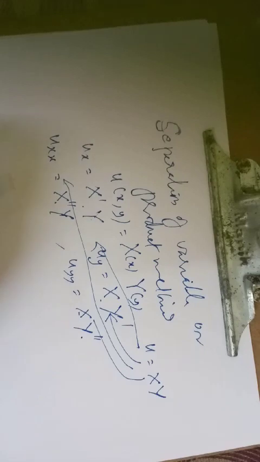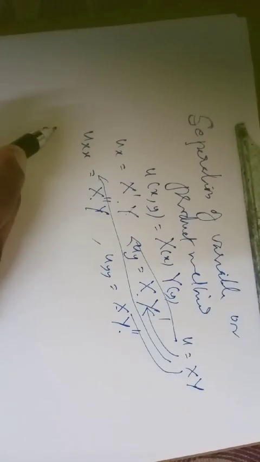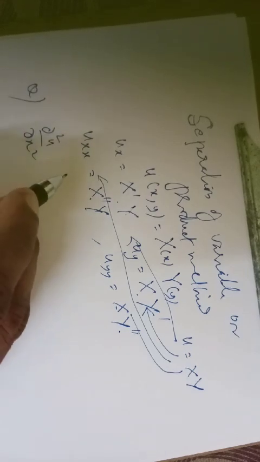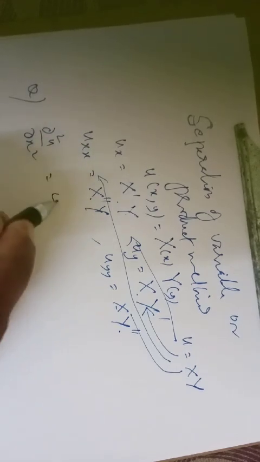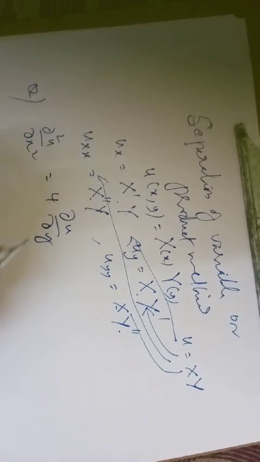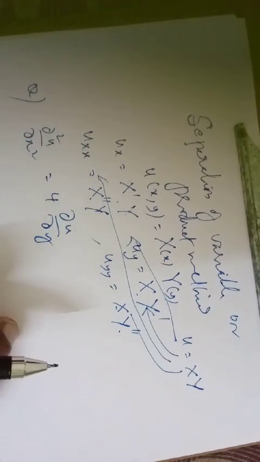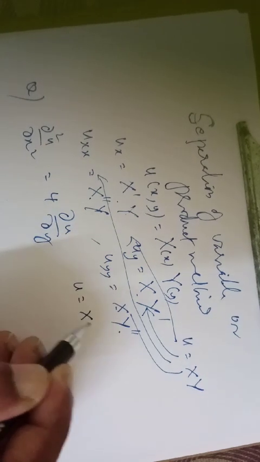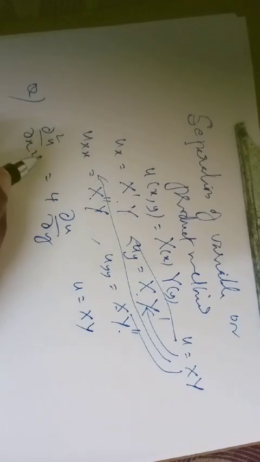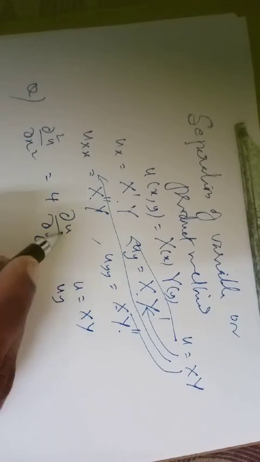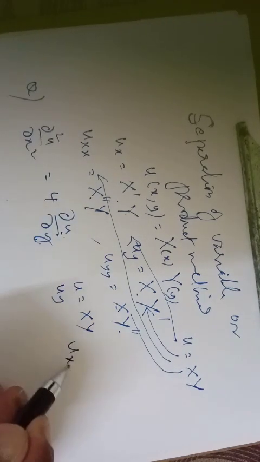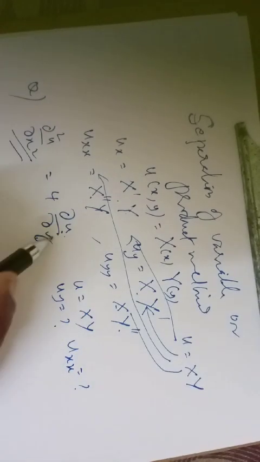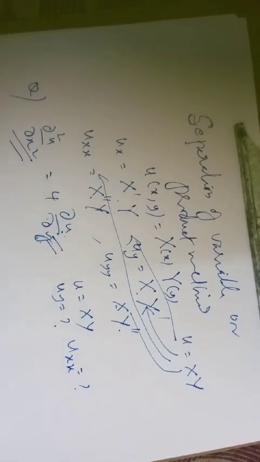The problem is ∂²u/∂x² equal to 4 ∂u/∂y. To solve this by the method of separation of variables, we assume u is equal to XY. And to solve this, substitute in this. For that, we have to find u_y and u_xx. Those are the two things to be found and substituted in the equation.